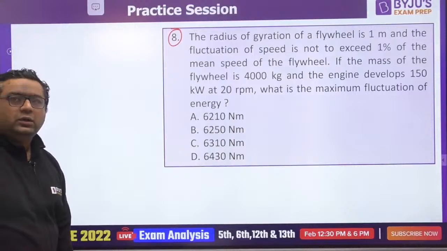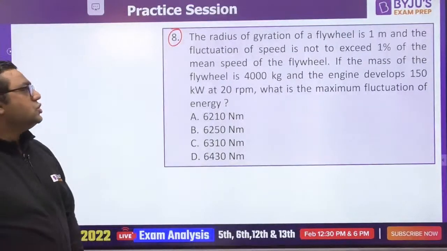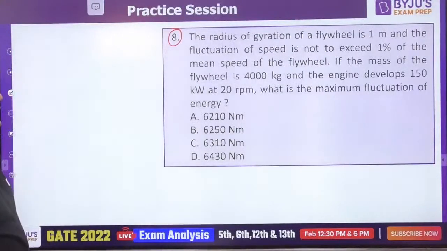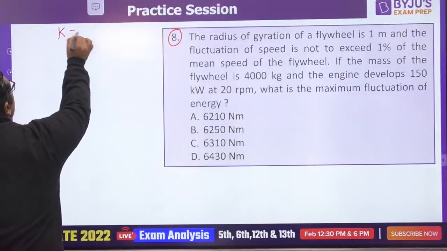Abhiram, very good. Pradyumn, very good. What about this? Solve this one also, guys. You can see the question. The radius of gyration of flywheel is 1 meter. This time they are giving K is 1 meter.